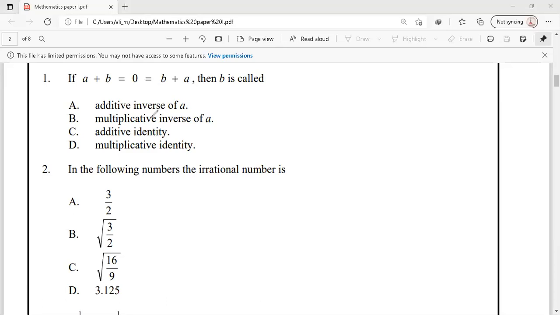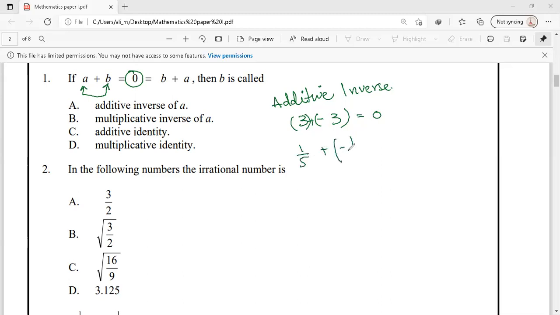If a plus b and b plus a are equal to 0, what is the relation of a and b? Just remember one thing: if we add two terms and the result is 0, it means they are additive inverses of each other. For example, 3 and minus 3. If we add 3 and minus 3, our result would be equal to 0. Similarly, 1 over 5 plus minus 1 over 5, their sum is equal to 0.